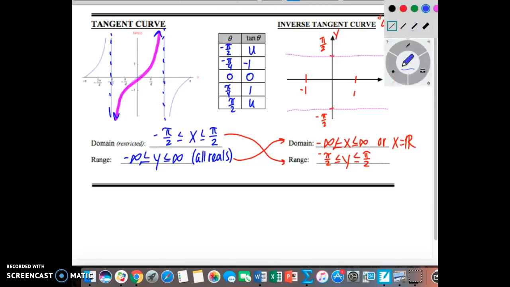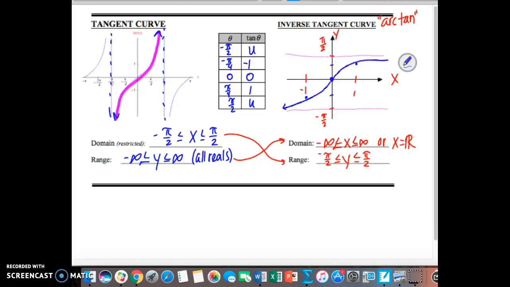So now we will still have a point at 0, 0. But now we're going to have a point halfway between, so at negative pi over 4, so negative 1, negative pi over 4, and positive 1, pi over 4. So just halfway in between the asymptote and the x-axis. So this is what our arctangent curve looks like.